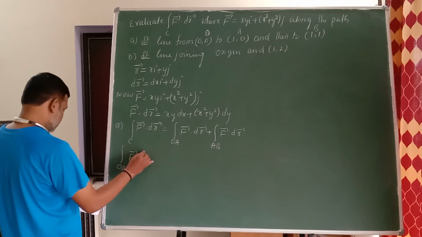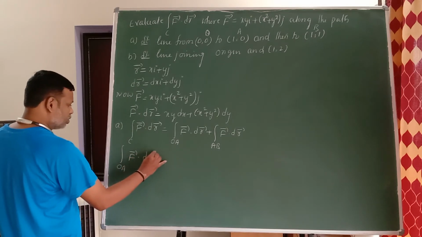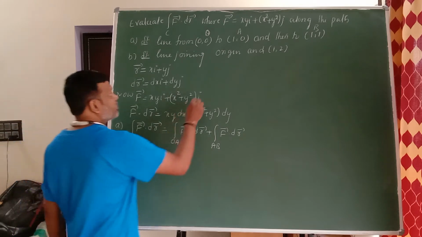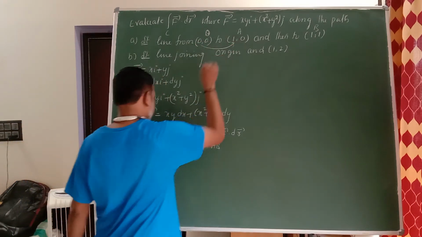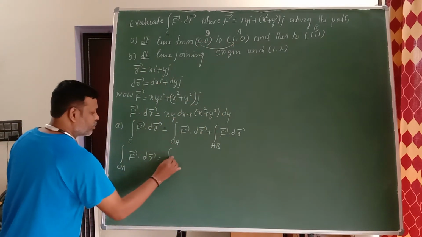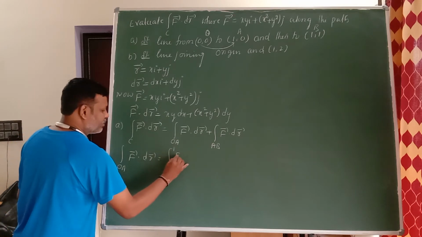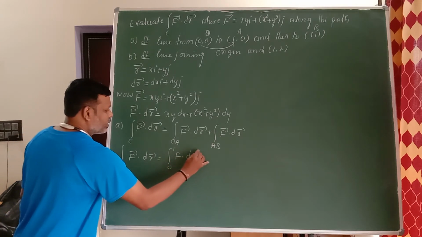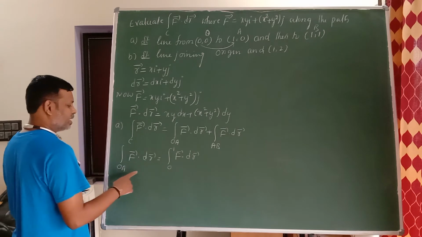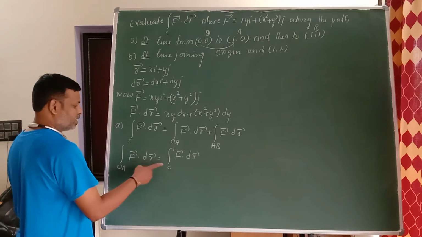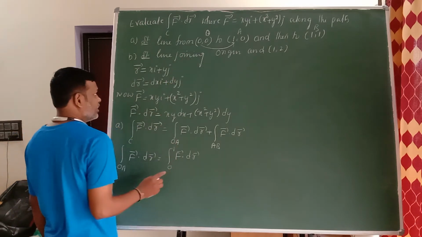Okay, ∫ F·dr. How to do that? Along OA, the limits are from 0 to 1. That is ∫ from 0 to 1 of F·dr. Now we have to construct this along the curve OA, that means 0 to 1, the first point.